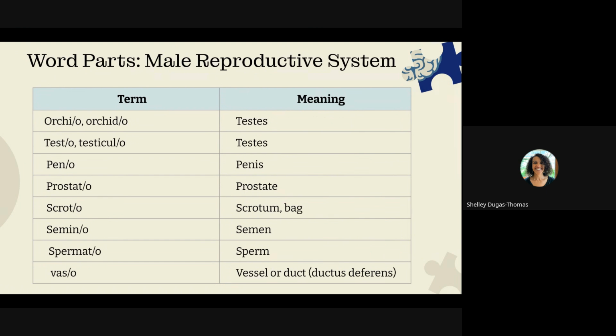Now let's look at the male system. We have multiple options: orchio or orchido, which is Greek, or testo or testiculo, which is Latin. Prostato, the prostate gland. Vaso means vessel or duct. Specifically in this system, it denotes the ductus deferens. So if you say vas deferens, the tube that carries sperm away from the testicle.